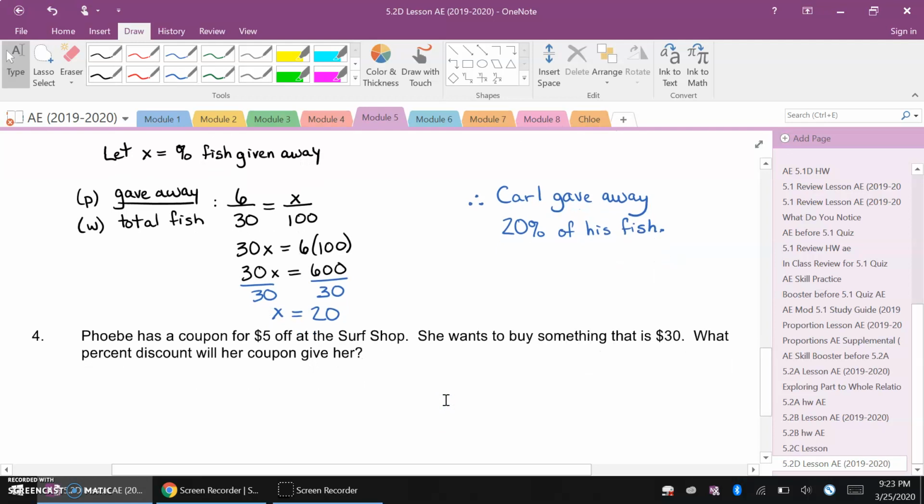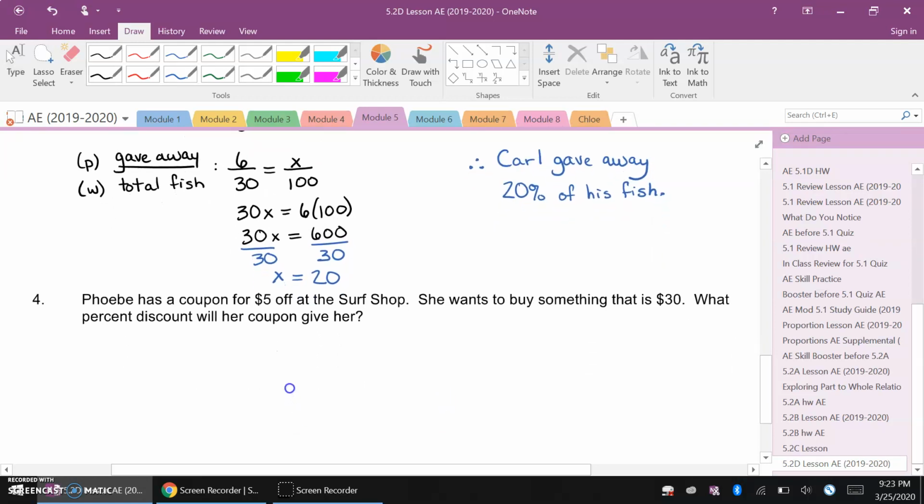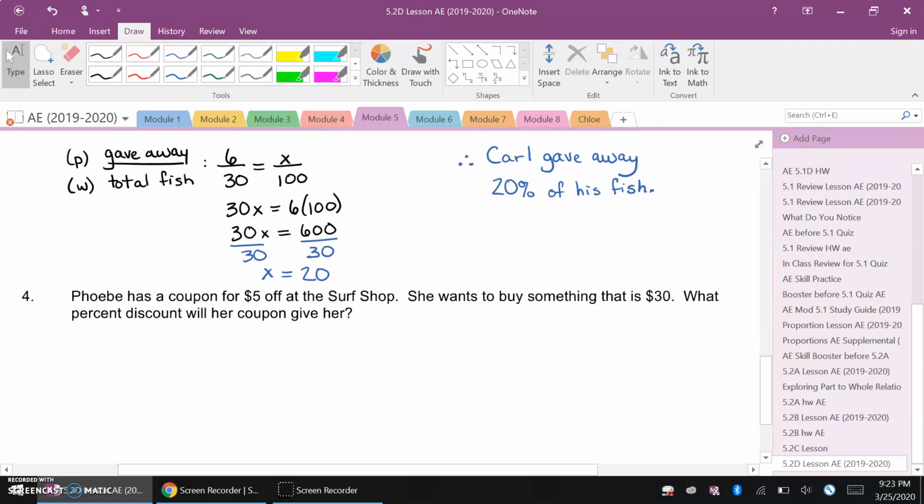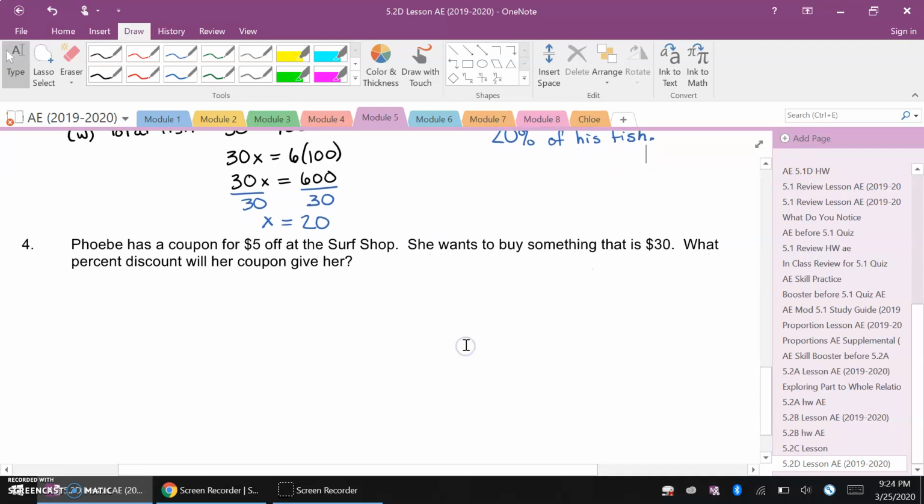Okay, what I would encourage you to do on number 4 is to actually start to hit pause after I finish giving instructions and try to get the let statement, the word ratio, and the proportion. Don't go ahead and solve it. Just make sure that we have that part correctly. So I can read it to you first, and then I'll pause so that if you want to hit pause, you can.